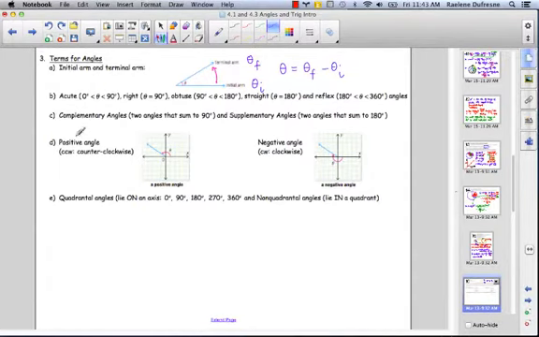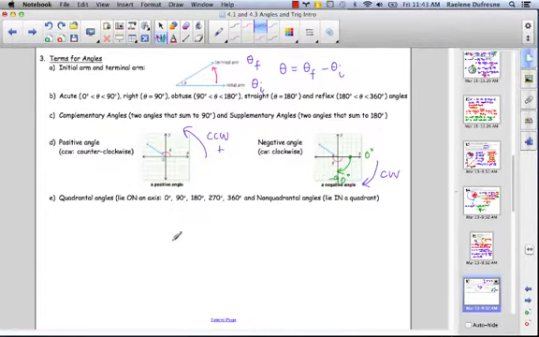We will always measure a positive angle in the counterclockwise direction, and we will measure negative angles in the clockwise direction. So if I wanted to go negative 90 degrees, for example, I might start at the 0 standard position and go 90 degrees clockwise. So an angle down here is negative 90 degrees.